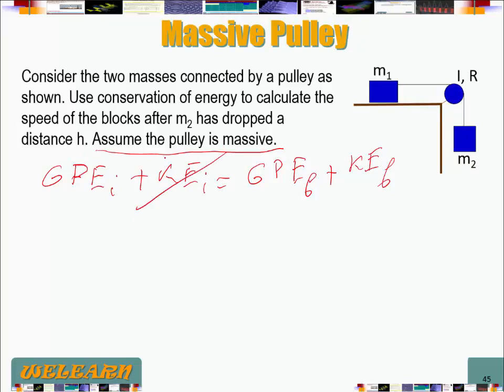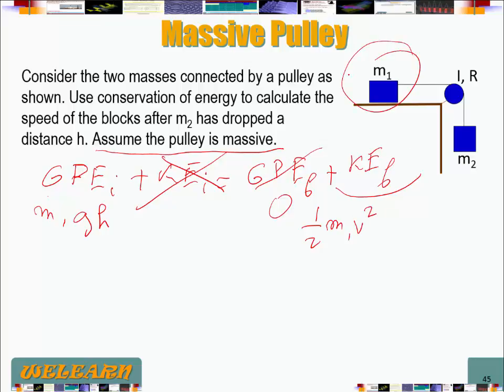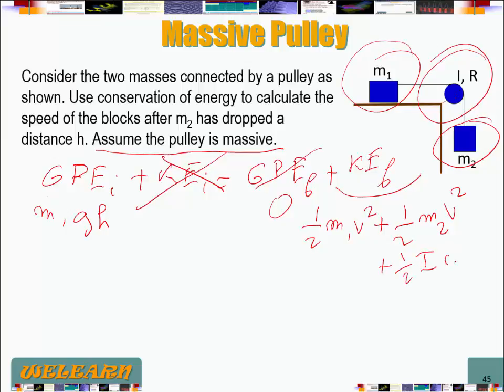And similarly, we don't have any kinetic energy at the beginning. GPE initial is just m2 g h. GPE final is again 0. The difference is going to be in the kinetic energy final. What will the kinetic energy final be? It's going to be 1/2 of m1 v squared, that's the kinetic energy of m1, plus 1/2 of m2 v squared, that's the kinetic energy of m2, plus the kinetic energy of the pulley, which is plus 1/2 of I omega squared.